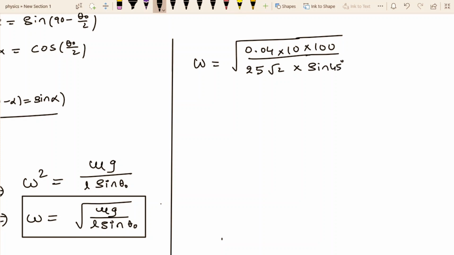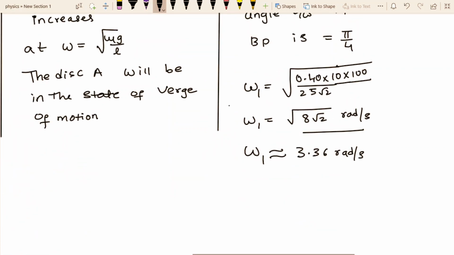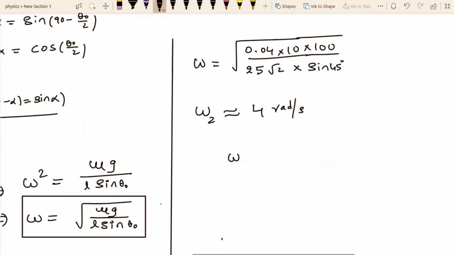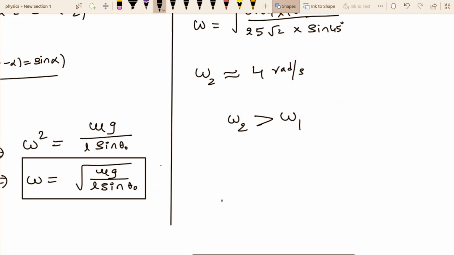So you have to simplify this value, and the value of angular velocity 2 we are getting approximately as 4 radian per second. If you simplify, you are getting the angular velocity 2 as 4 radian per second. And angular velocity 1 we are getting as 3.36. Clearly you can notice this angular velocity 2 is greater than angular velocity 1. Okay, angular velocity 2 is greater than the angular velocity 1.